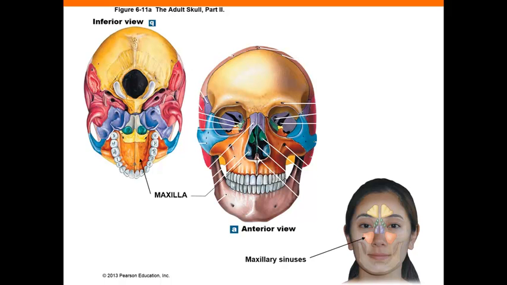The maxilla articulates with all other facial bones except for the mandible, and it forms the floor and the medial sides of the rims of the orbits, the walls of the nasal cavity, and the anterior roof of the mouth, sometimes called the bony palate. The maxillary sinuses are pictured on our sinus model in orange. These maxillary sinuses drain into the nasal cavity and lighten the weight of the bone.